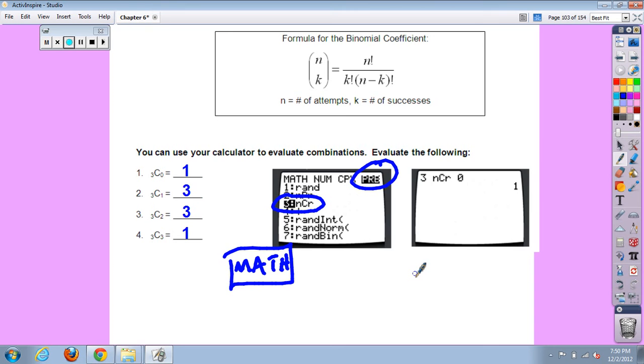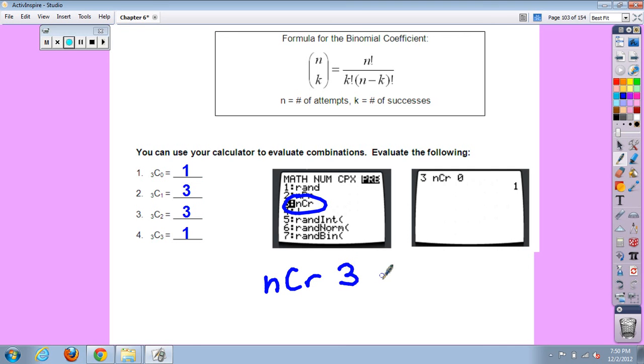Now, one thing to keep in mind is if you're going to type in a combination in your calculator, you have to put the n value in first. You can't just simply go to the nCr command, and then type in 3 and then 0, for instance. You'll get an error. You're just going to have to remember to type in the 3, then go to the nCr command, and then type in the number of successes, and then press enter.